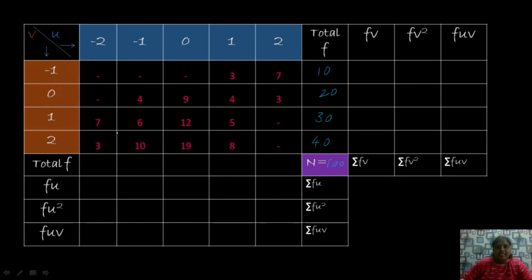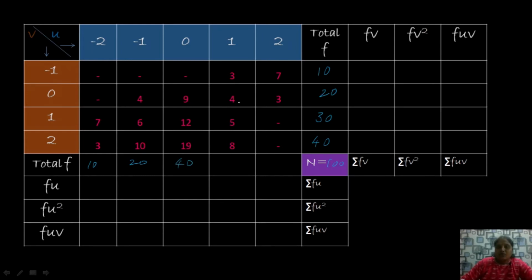Likewise, you have to add these values column wise too. So 7 plus 3, 10. 6 plus 4, 10. 10 plus 10, 20. Here 9 plus 12, 21 plus 19, 40.